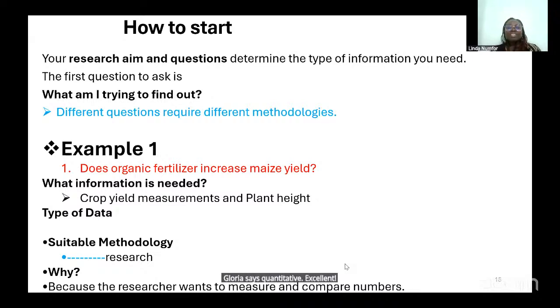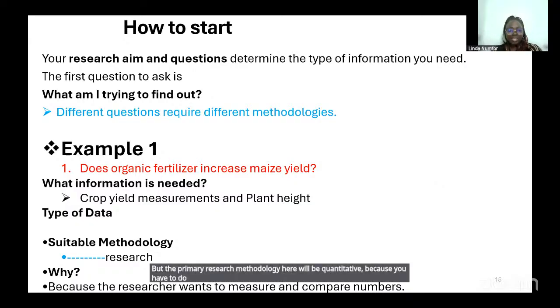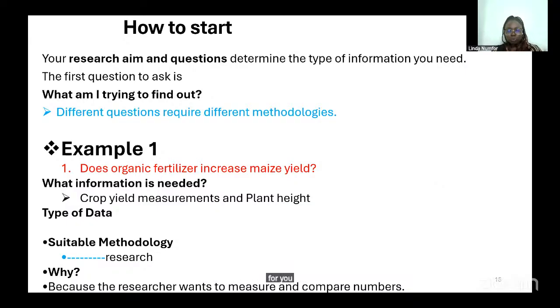Excellent. Quantitative. For those who say mixed, if you want to do further research, mixed is okay. But the primary research methodology here will be quantitative because you have to do measurement. It requires data for you to do this study.